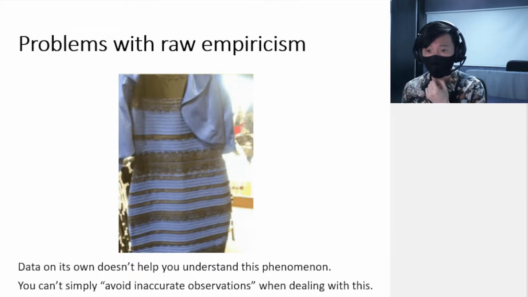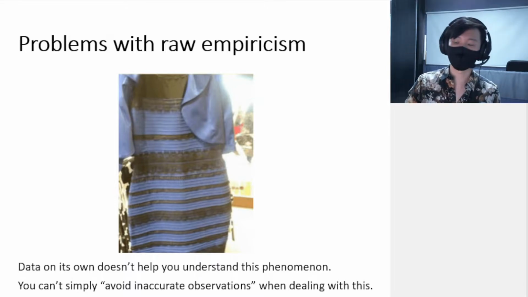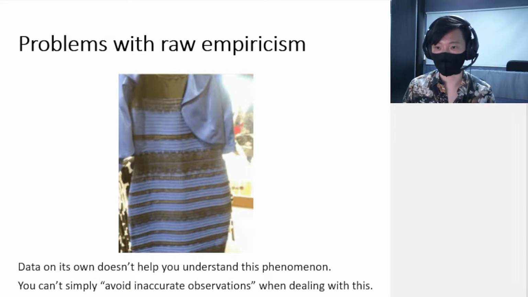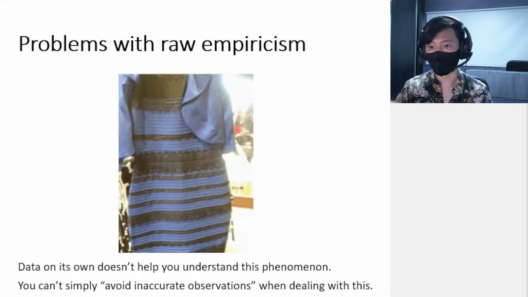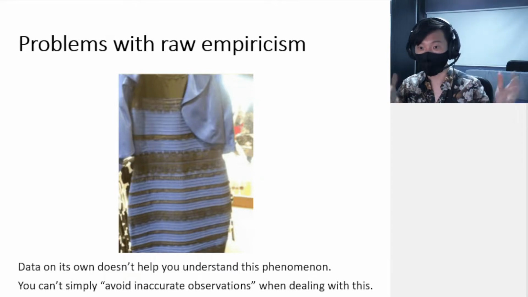Secondly, the data on its own also doesn't help you understand the phenomenon, right? Even if we have all this empirical data that, yes, some of the world sees this as white gold and some of the world sees this as black blue, it's not going to help us know why half the world sees it this way and half the world sees it another way. You need to bring in other things. You need to bring in theory. You need to make sure that you're looking at the data in useful angles for understanding this problem.